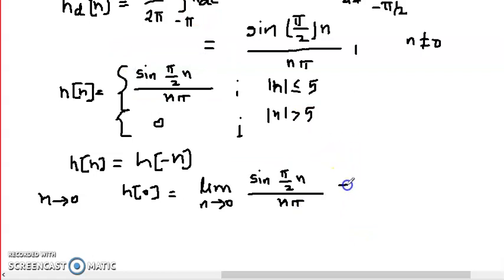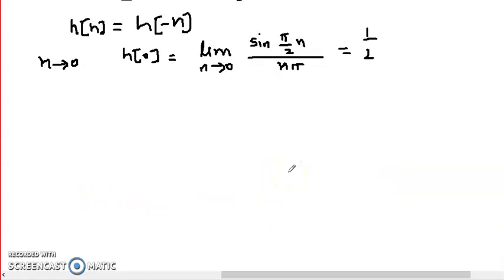So it will be equal to, इसकी लिमिट निकाल लेंगे 1/2, since pi भी है यहाँ पर सब कुछ है, so its value will be 1/2. यहाँ पे 1/2 से multiply कर देंगे, this thing will be 1. Okay, so h0 will be half. Now what will be n equal to 1?